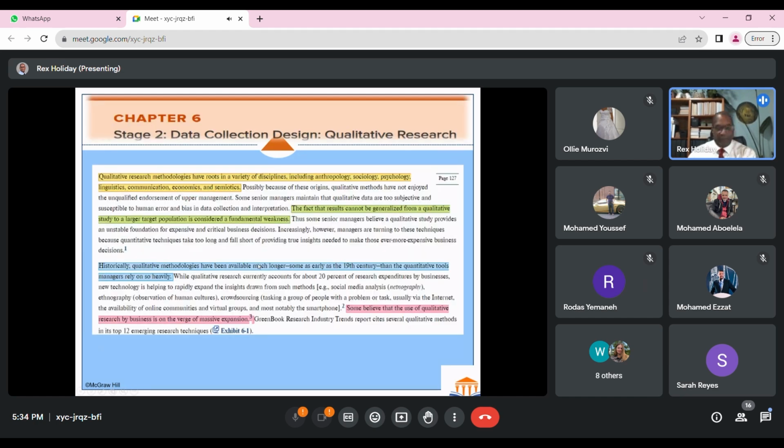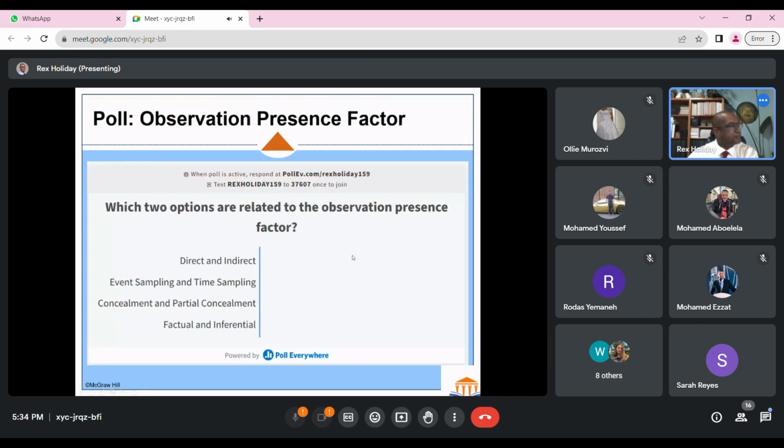Very good. Okay, which two options are related to the observer presence factor? That was misworded; it should be observer presence factor. The options are direct and indirect, event sampling and time sampling, concealment and partial concealment, factual and inferential. So we're looking for these pairs. There's only going to be one of these, but which pair? Okay, that's correct. It is A.